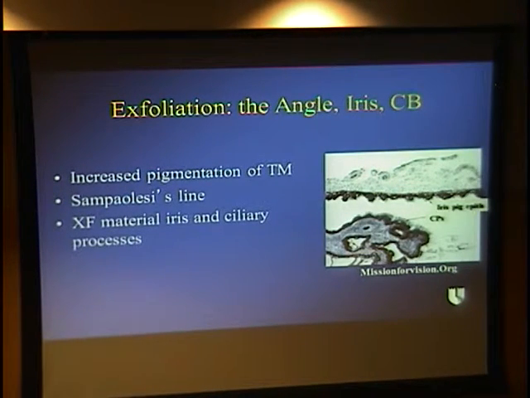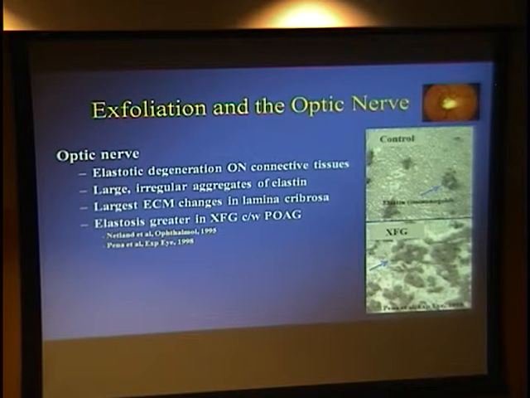There's also pseudoexfoliative material. We just saw that posteriorly, but you see it's coating the surface of the ciliary body and actually the posterior surface of the iris. So there's a lot of that material in the central part of the eye.